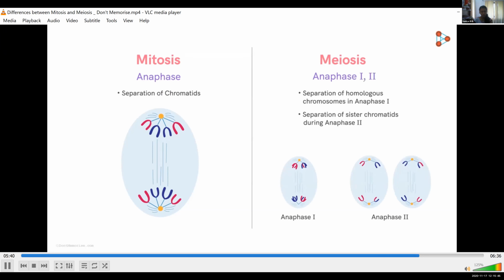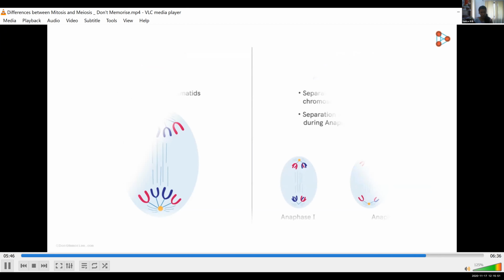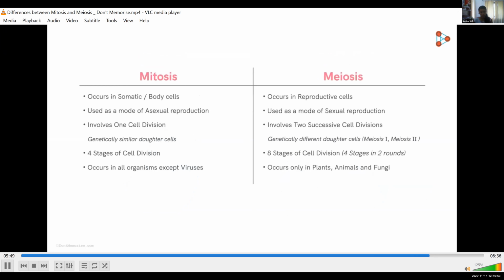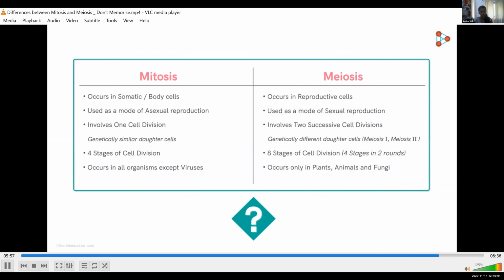So, these were the major differences between mitosis and meiosis. Let's summarize them in a single table. Before signing off, tell me one thing. Have you ever wondered what important tasks these 2 processes perform in our body?